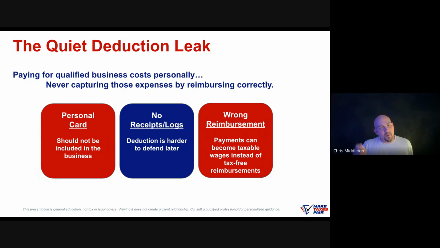So if you're using a personal credit card or a personal debit card, those things should not be included in the business, because to keep it clean, if you're a sole proprietor, you're allowed to mix personal and business, but to keep it clean for audit purposes, you really want to keep those things separate. What happens is, if you don't have receipts and logs, the deduction is harder to defend later, or harder to define and capture right now. And if you go about reimbursing those things the wrong way, those things can be taxable later on.